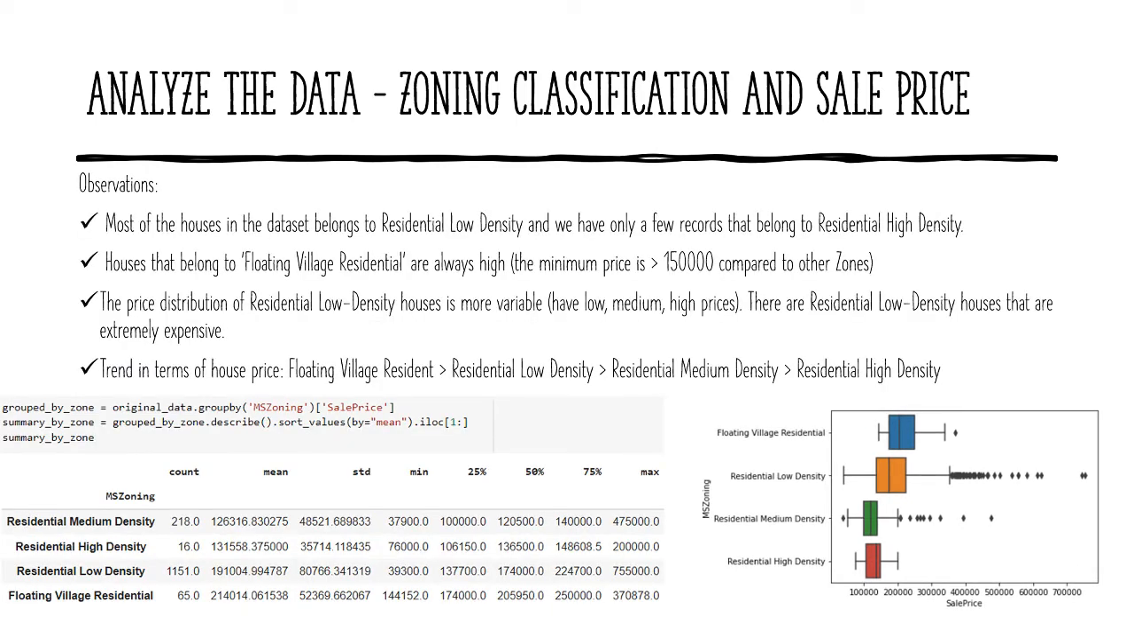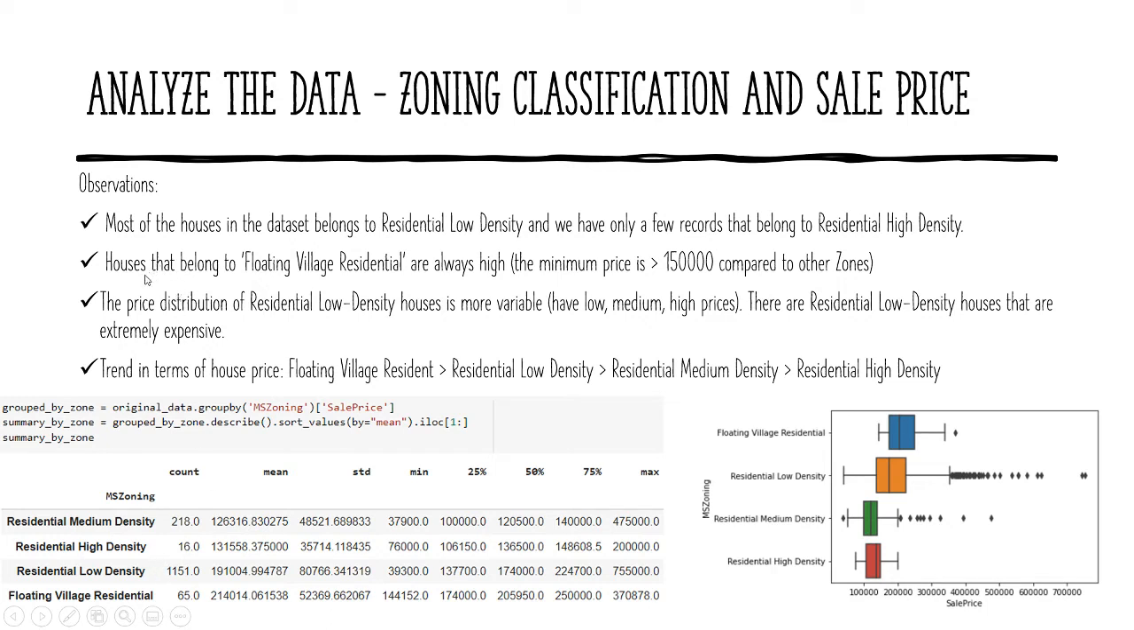So we draw some observations from our aggregation data and from our plot. Most of the houses in the dataset belong to the residential low density. As you can see, out of 1,460 records, we have 1,000 that are residential low density houses. And we only have a few records that belong to residential high density.